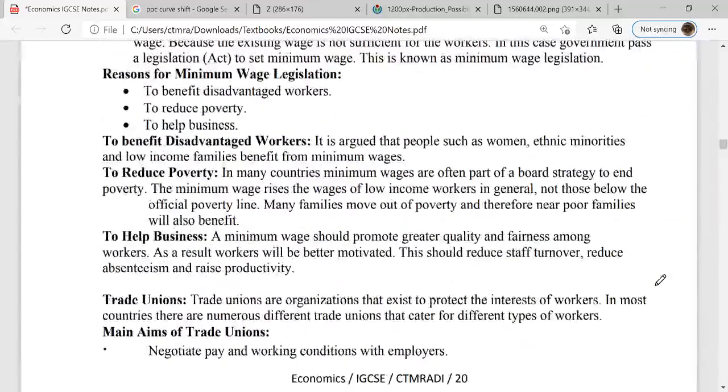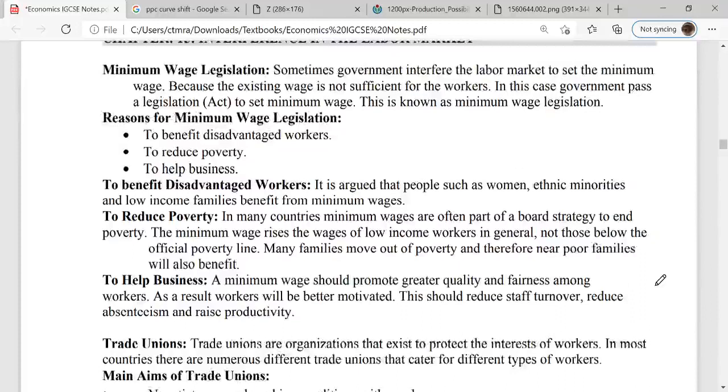Sometimes there is interference in the labor market. Mostly the interference is from the government or the trade union. The government comes up with minimum wage legislation. This is the way the government interferes in the labor market. So because of this minimum wage legislation, the government can come up with a minimum wage.